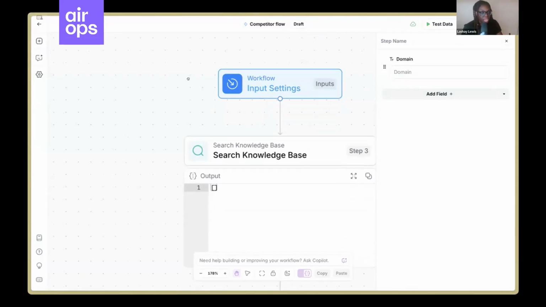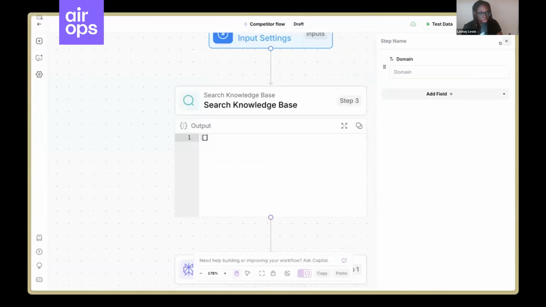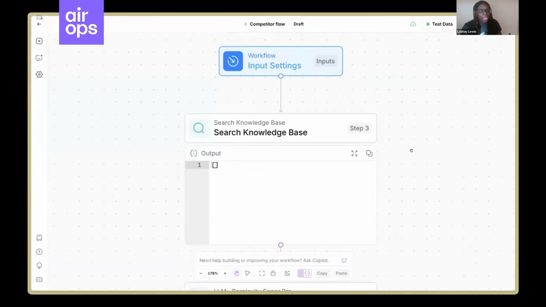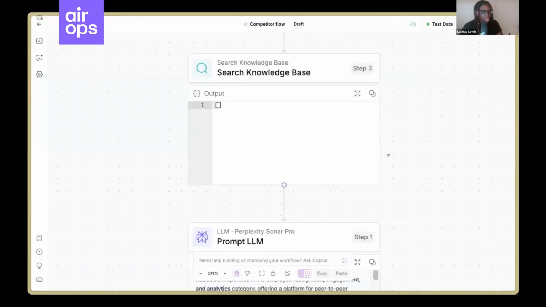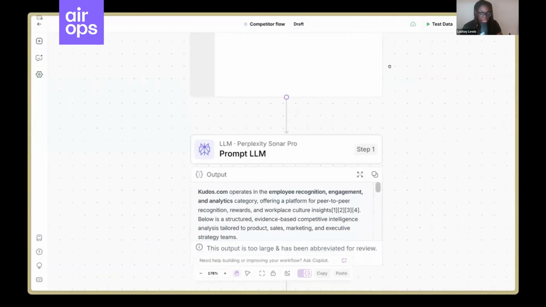So what this does is it'll run through the internal knowledge base first. Because again, if you have any internal documentation around who your competitors are, what they do and who they serve, this is where this would come out. So it searches the internal knowledge base. If it doesn't find anything there, it will start searching externally through Perplexity.